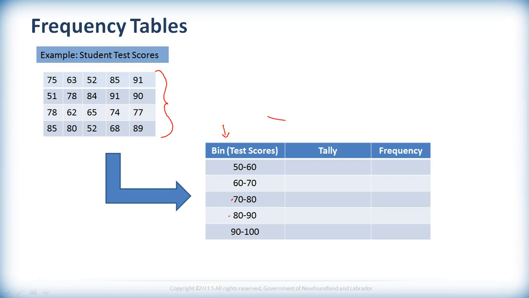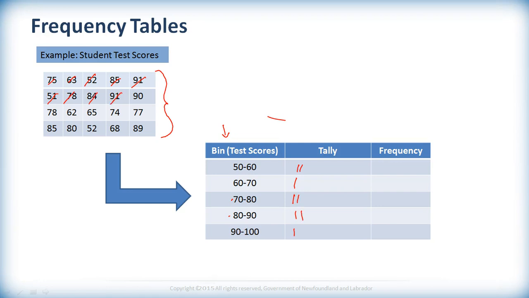So let's go through them all. Won't take very long. So 75 is definitely a mark in the 70s, so we'll put a tally mark there. And we got 63 goes in the 60s, 52 goes in the 50s. All right. We got one for the 80s and one for the 90s, one for the 80s, one for the 90s, one for the 50s, one for the 70s. Okay, it's a bit of an arduous task. Computers do this really well for us. Another for the 80s and another for the 90s.